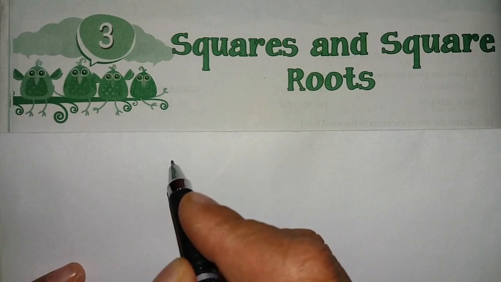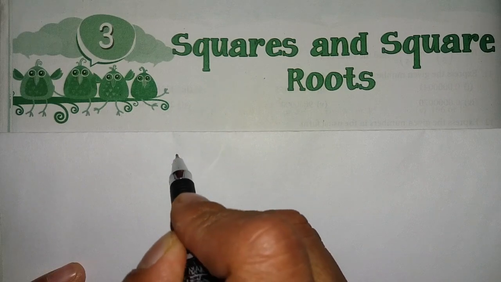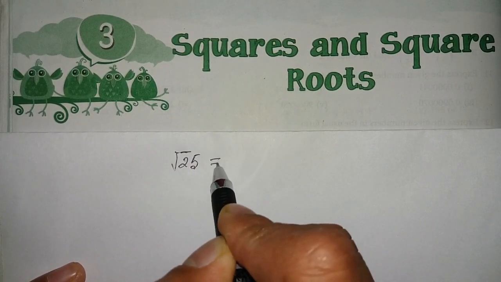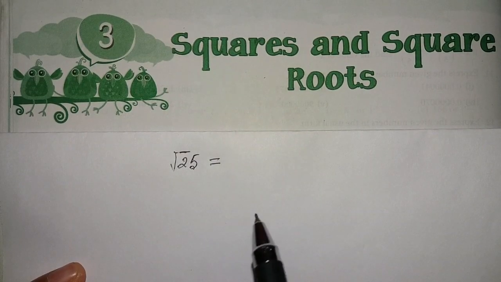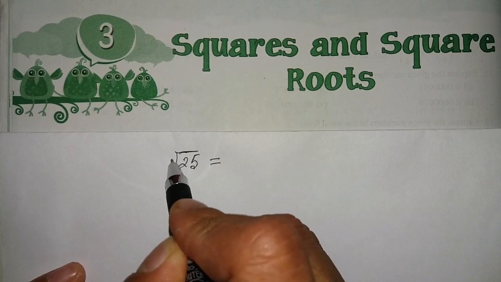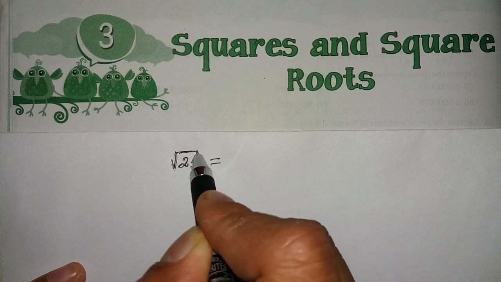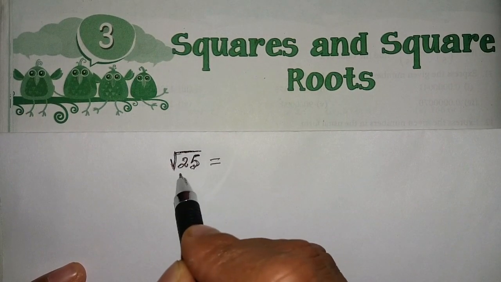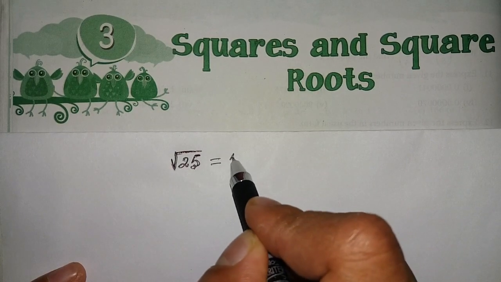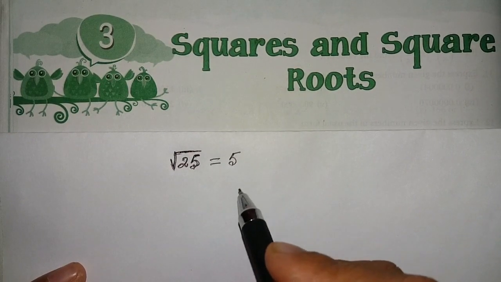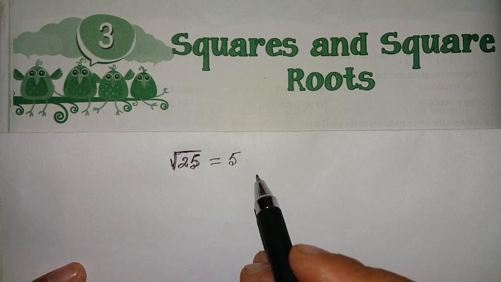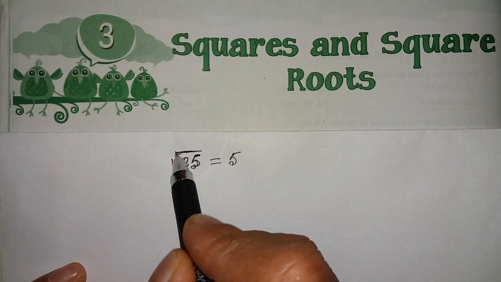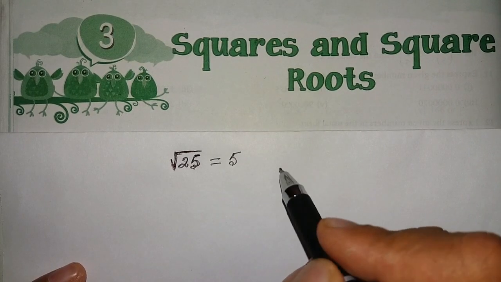Recall that the square root of a number is the number which when multiplied by itself gives that number. So here let's find the number which when multiplied by itself gives 25. This is 5, because 5 into 5, that means 5 multiplied by itself, is 25. So the square root of 25 is 5.